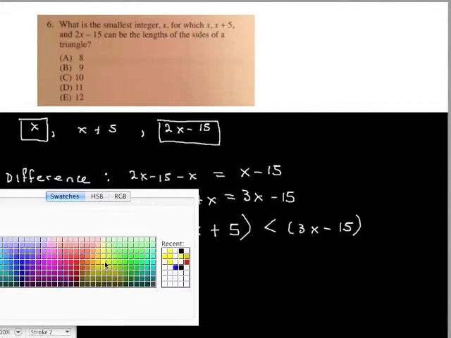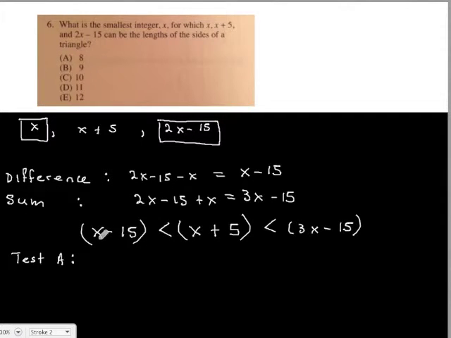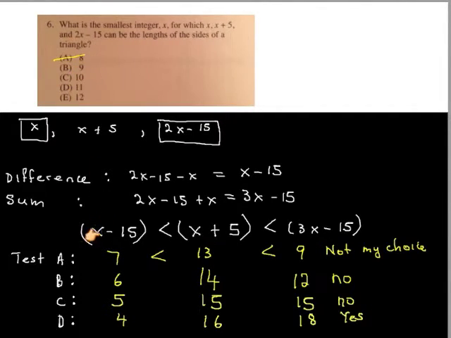So test A. Replace x with 8 and see if it works. So the absolute value of 8 minus 15 is 7. The absolute value of 8 plus 5 is 13. And the absolute value of 8 times 3 minus 15 is 9. And this inequality does not hold, so it's not the correct answer. So we eliminate A. Let's move on to testing for B. Replacing 9 for x, the absolute value of 9 minus 15 is 6, which is indeed less than the absolute value of 9 plus 5. 9 threes are 27 minus 15 is 12. So this is not an inequality that holds.